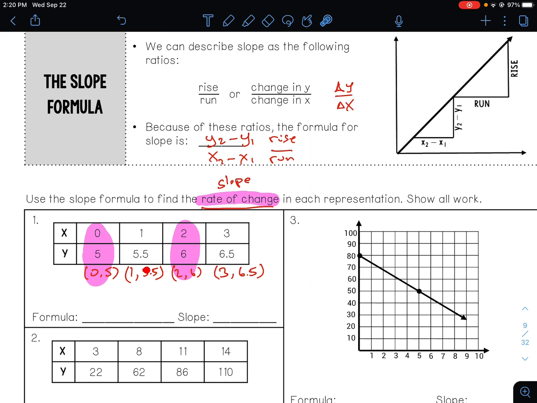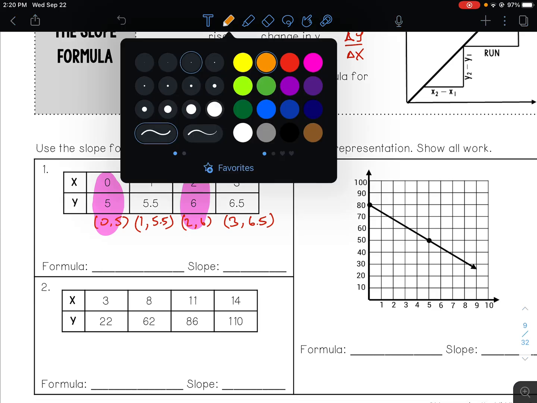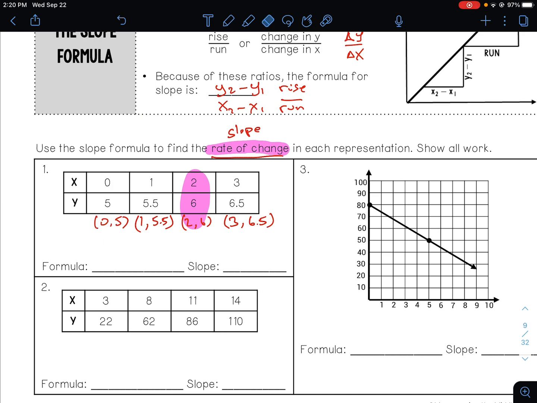I don't like subtracting or working with decimals, so the formula is y2 minus y1. Here is the part where you want to think about what is y2, what is y1? This is an x value, and this is a y value. This is also an x value, and this is also a y value. We have to figure out which one is going to be point 1 and which one is going to be point 2. It doesn't really matter which one is which.